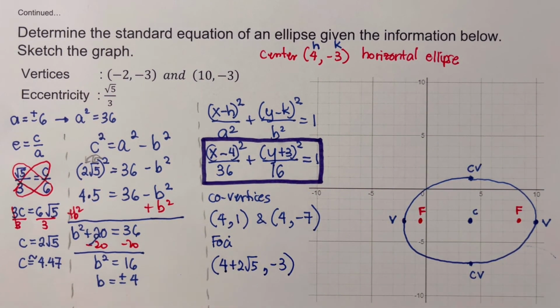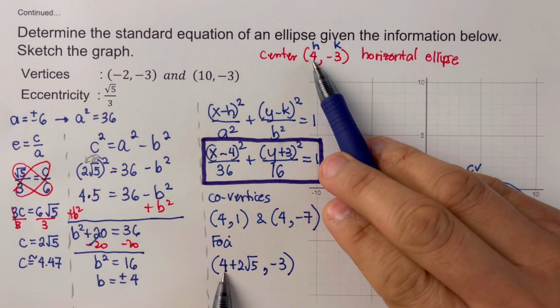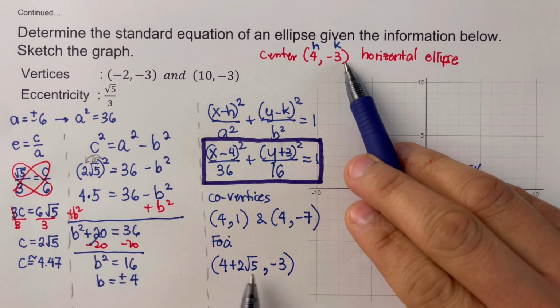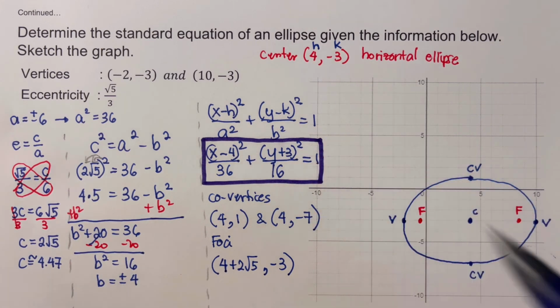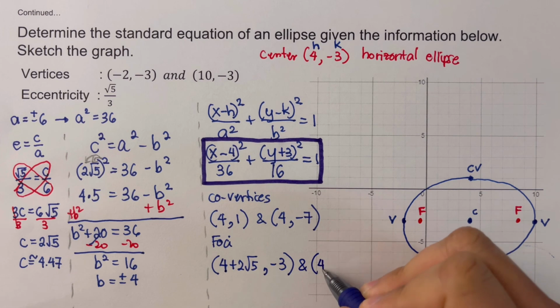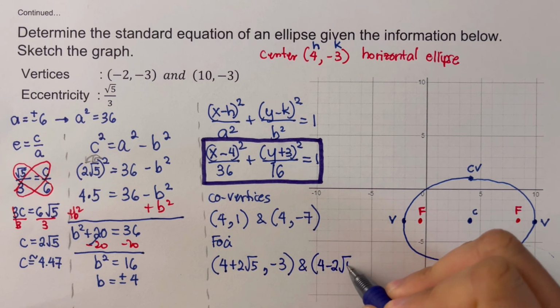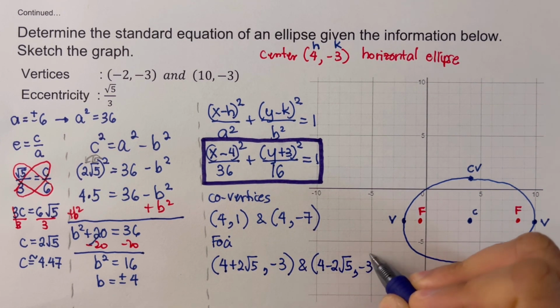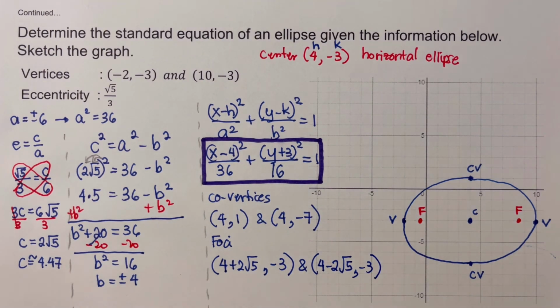So it's pretty much the same thing. I wrote the 4 and the -3, but I added the c to the h. And the other coordinate is 4 minus 2 square root of 5, comma -3. So these are the two coordinates of these two foci.